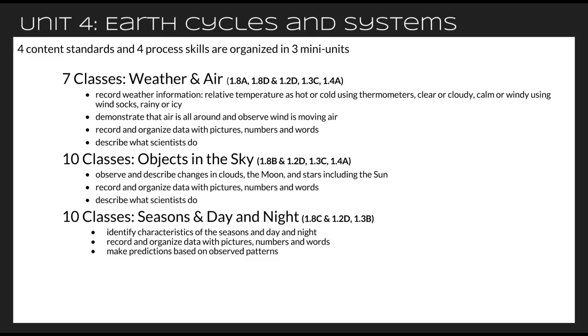And then a new process skill is making predictions based on those patterns. So for instance, if we're starting to make observations about the seasons, say for fall, and we notice that in the fall, we see the leaves change and it's quite windy, and some days might be warm and some days might be cold. We can predict that next year we might see the same kind of thing.